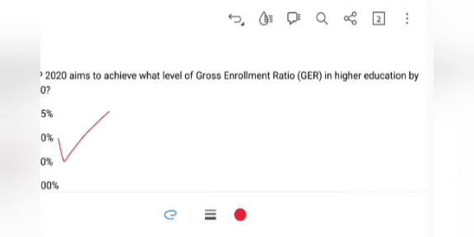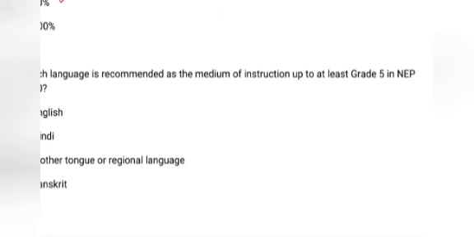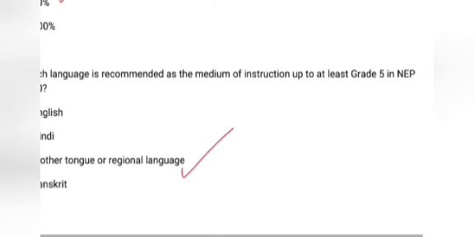This is their aim. Then which language is recommended as the medium of instruction up to at least grade 5 in NEP 2020? English, Hindi, mother tongue, or regional language, Sanskrit? If you are involved in current affairs, then you will get to know that mother tongue or regional language was given preference, and in these languages education will be imparted.